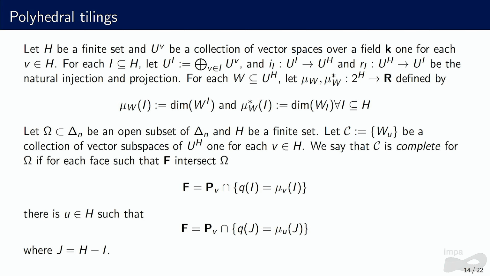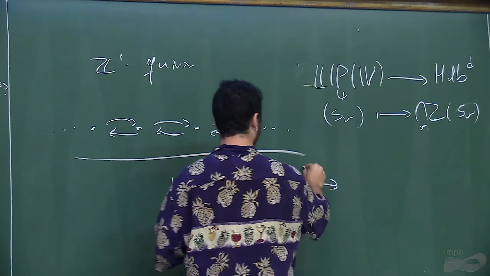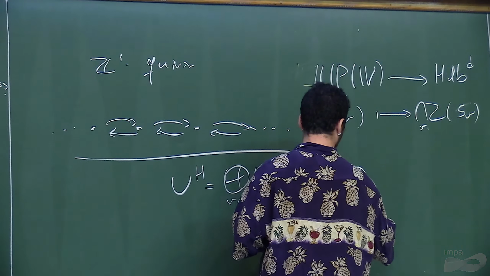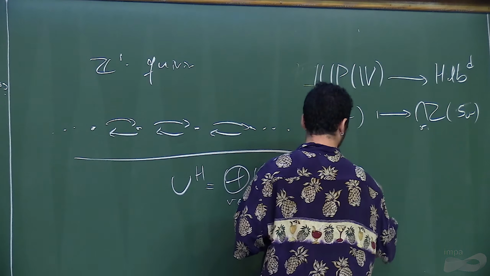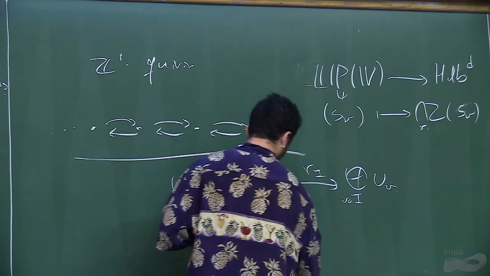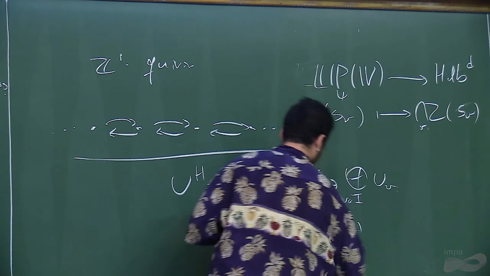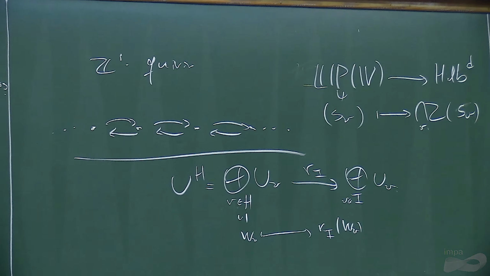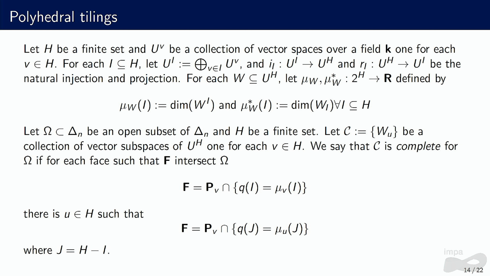Okay, so when we have a vector space inside the sum of a certain collection of vector spaces, let me call it U_H. This is a sum of vector spaces, one for each element in H. We can look at the projections. We can pick a subspace here, and we can compute the dimension of the projection. When we compute the dimension of the projection, we have a submodular function, which is this one. And the associated modular function is given by the kernel of the restriction map to the complement of this set.